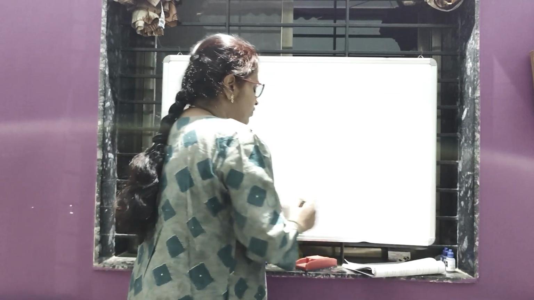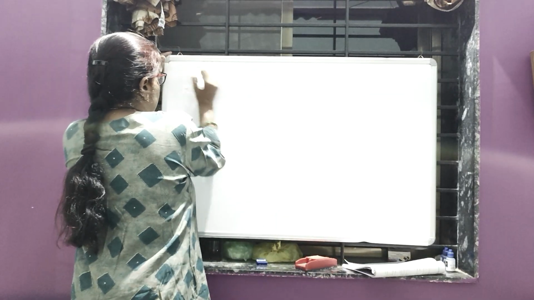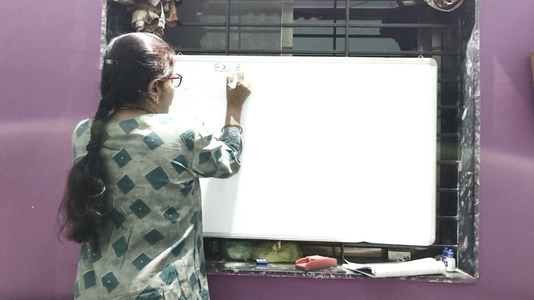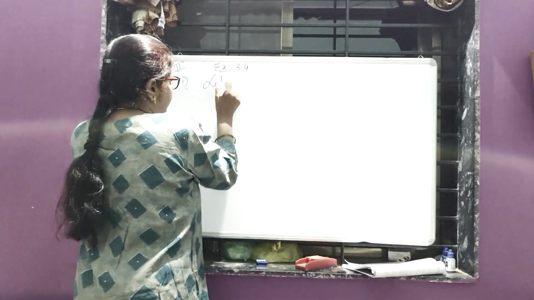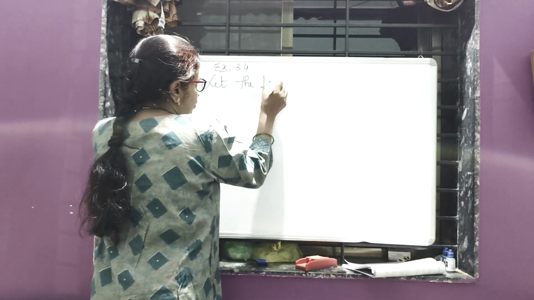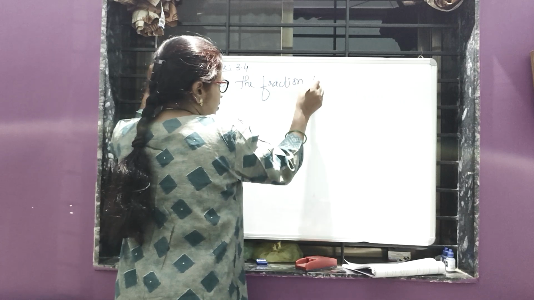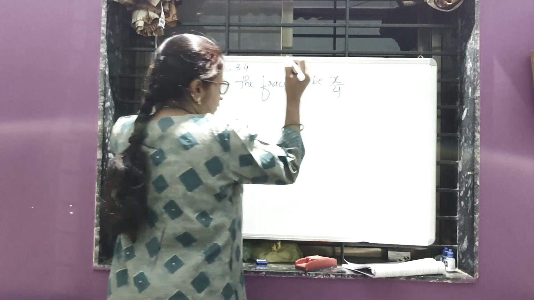First question: if we add 1 to the numerator and subtract 1 from the denominator, a fraction reduces to 1. That means it becomes 1 by 2 if we add only 1 to the denominator. What is the fraction? For that, students, exercise 3.4, second main, first one. Let the fraction be x by y.